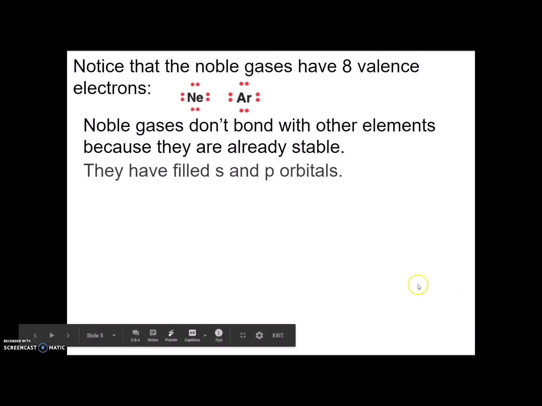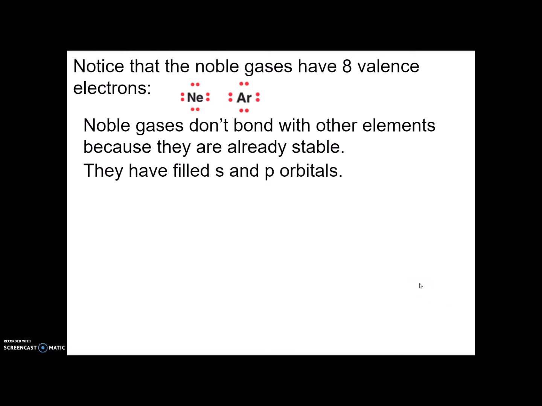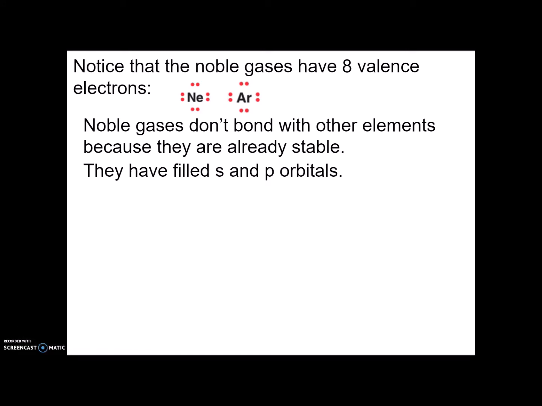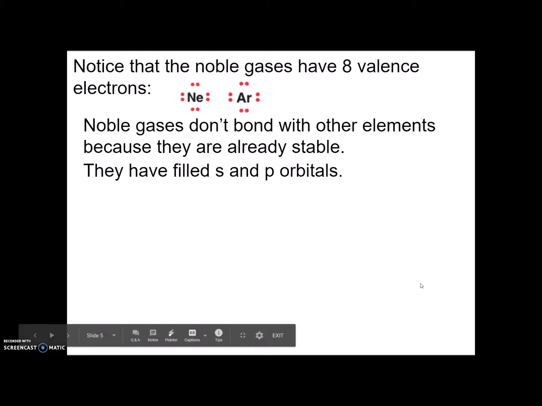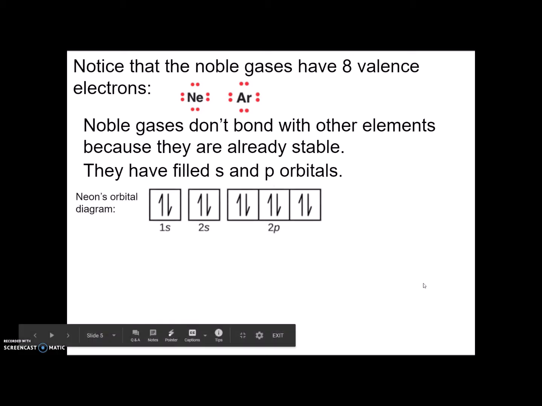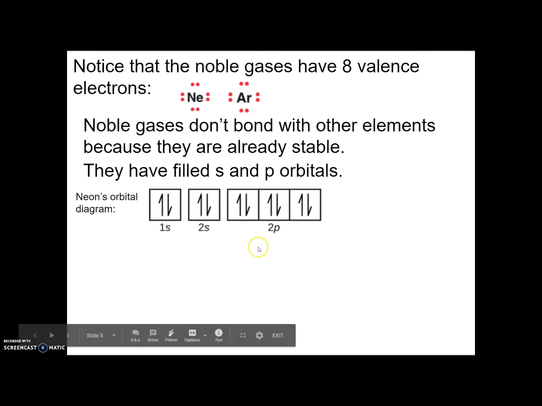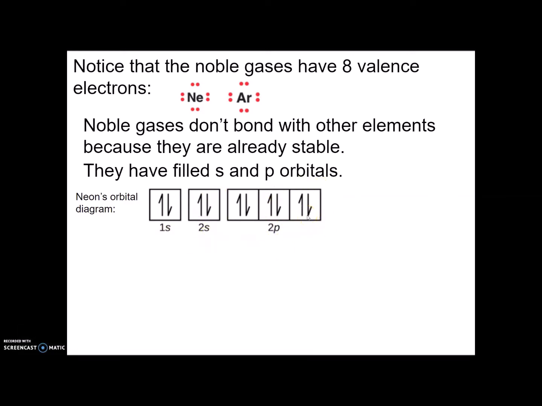And the underlying reason, and now we're ready to lift up the hood and see why, is because their s and p orbitals are filled. Take a look at this. If we were to draw an orbital diagram for neon with 10 electrons when it's neutral, it would look like this. The 2s and the 2p orbitals in its outer principal energy level are filled.